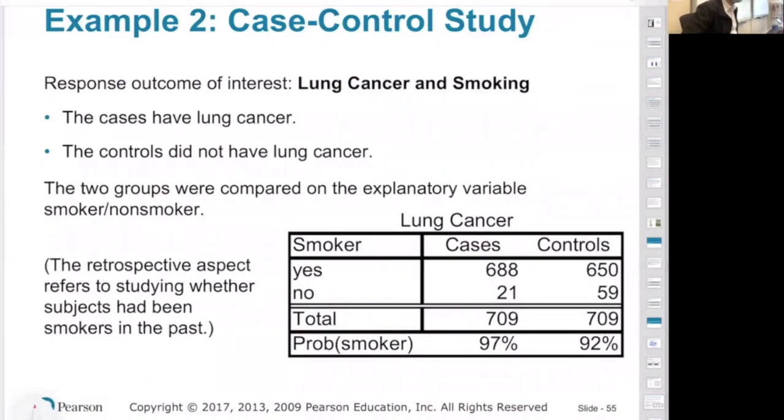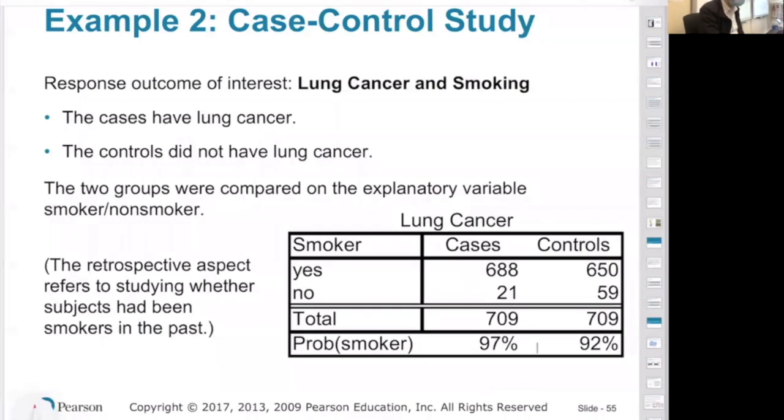We have here the response outcome, which is lung cancer, and smoking. Here the cases have lung cancer and the controls didn't have lung cancer. So we have two groups, as you can see here. The two groups were compared on the explanatory variable, smoker or non-smoker. As you can see in this table, the lung cancer cases and the controls, smoker yes or no, and we have the number of people in each group. So the retrospective aspect refers to studying whether the subjects have been smokers in the past.